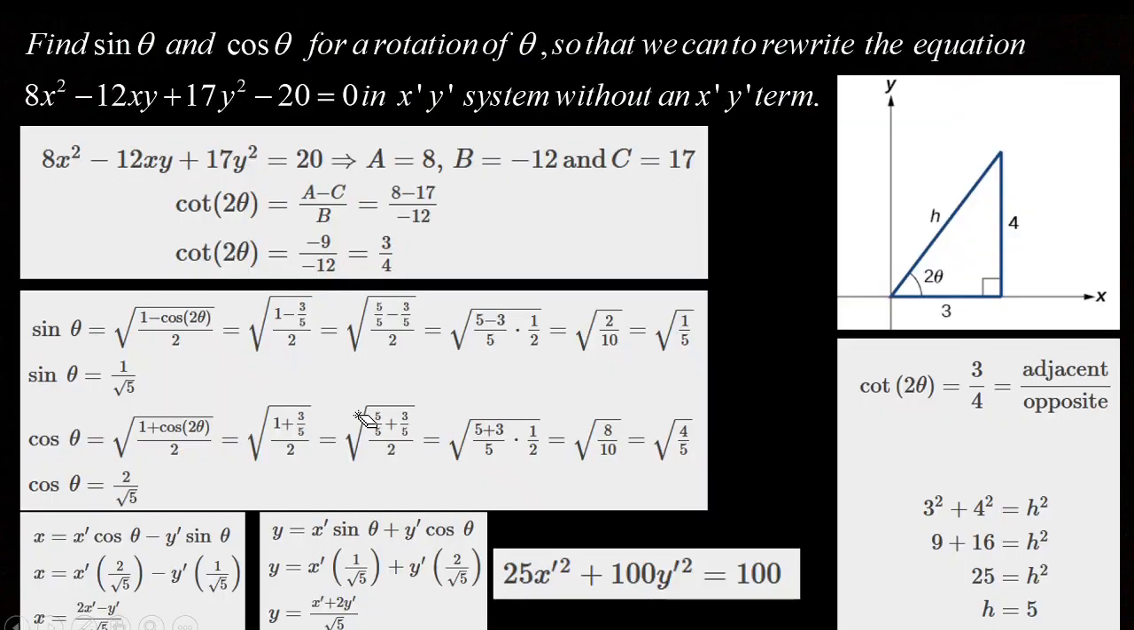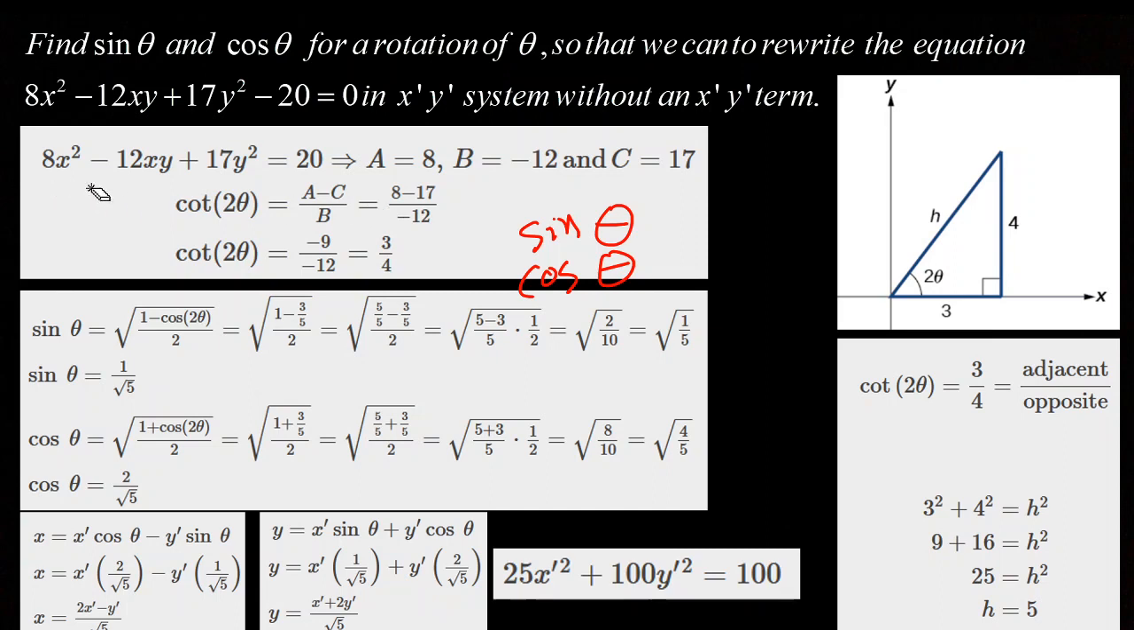Okay, so let's find a theta. Suppose we are given this and we are told to find theta that works. Now, to do this, we don't really need theta. What we need is the sine of theta and cosine of theta, right? That's what goes in our formula. So to find that, we start with what cotangent of 2 theta is supposed to be.